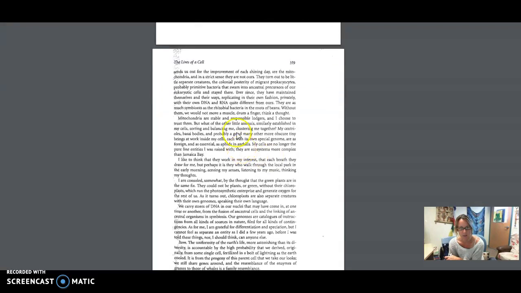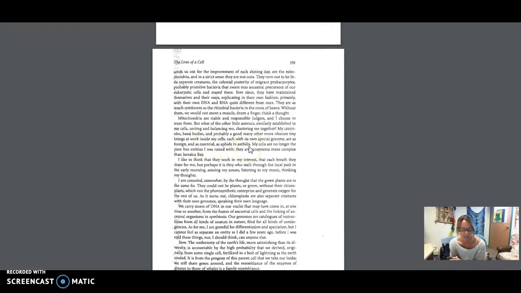Mitochondria are stable and reasonable lodgers, and I choose to trust them. But what of the other little animals similarly established in my cells, sorting and balancing me, clustering me together? My centrioles, basal bodies, and probably a good many other more obscure tiny beings that work inside my cells. It feels very philosophical to be talking about the cells in your body. Never really thought of it in that way. Each with its own special genome, are as foreign and as essential as aphids in anthills.